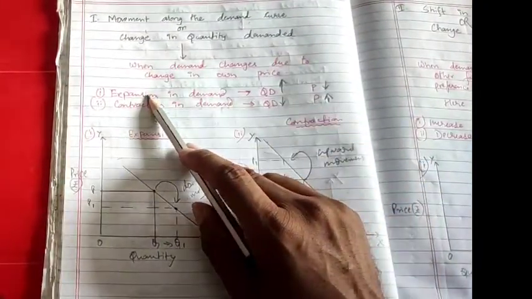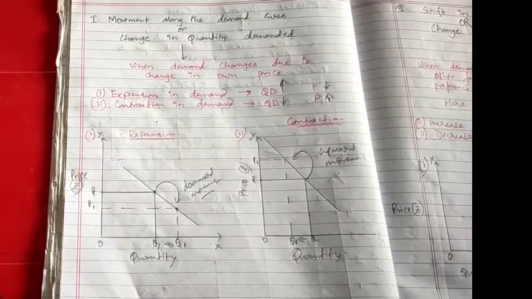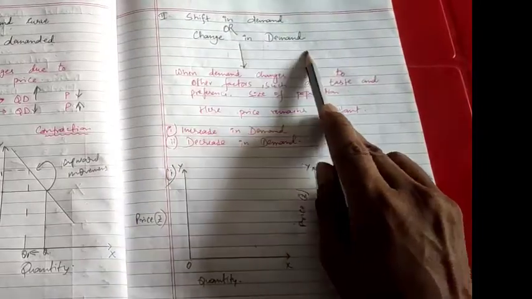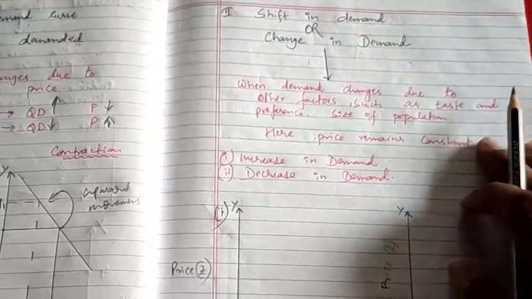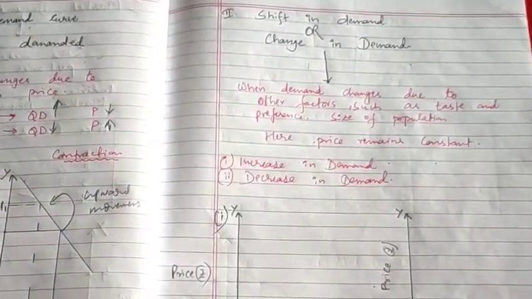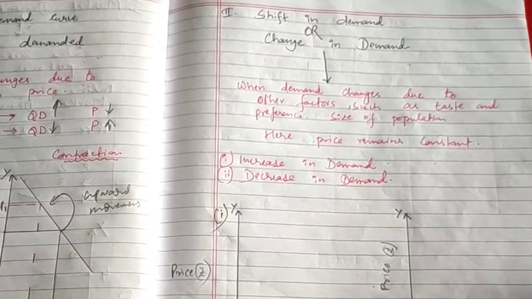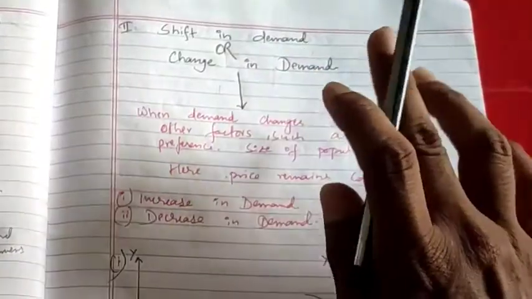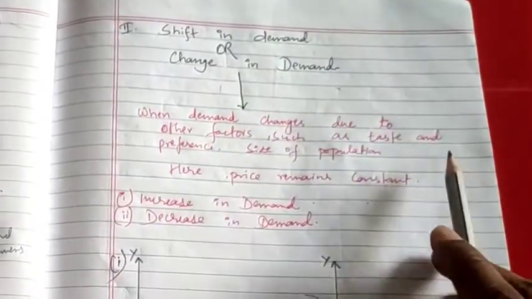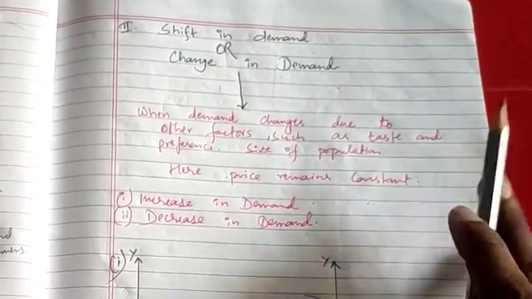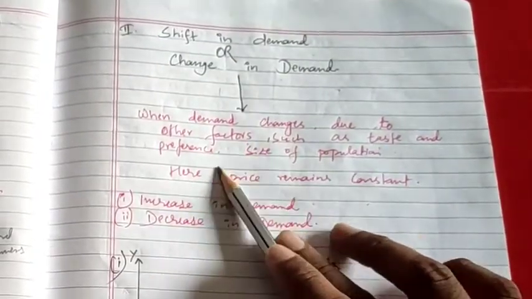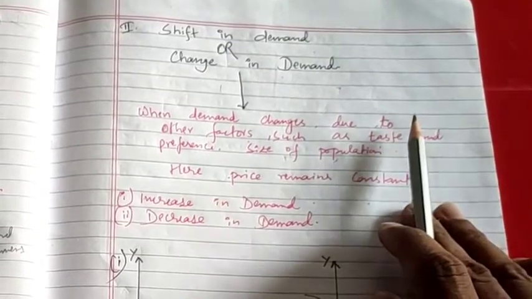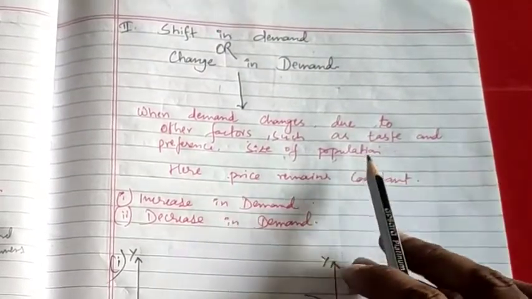Under this we have studied expansion in demand and contraction in demand. Now let's move on to the next topic, that is shift in demand, or we say change in demand. Students, just now we studied movement along the demand curve, which was due to price, meaning the quantity demanded changes only due to price, other factors remaining constant. Here shift in the demand curve is just the opposite case. Here the demand changes only due to other factors, and price remains constant, such as taste and preferences, size of population, consumer credit facility, etc. Clear?